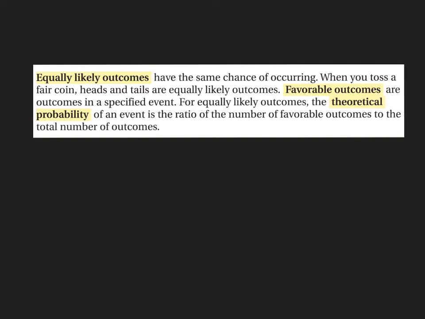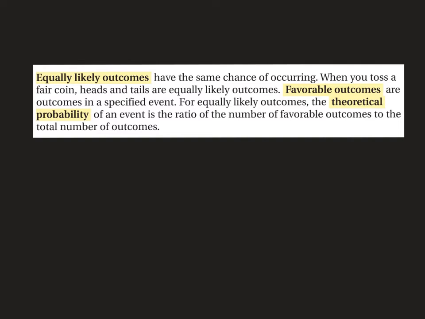Now we've talked about sample spaces, so let's just clarify what outcomes are. Equally likely outcomes have the same chance of occurring. When you toss a fair coin, heads and tails are equally likely outcomes. Favorable outcomes are the outcomes in a specific event. For equally likely outcomes, the theoretical probability of an event is the ratio of the number of favorable outcomes to the number of total outcomes.